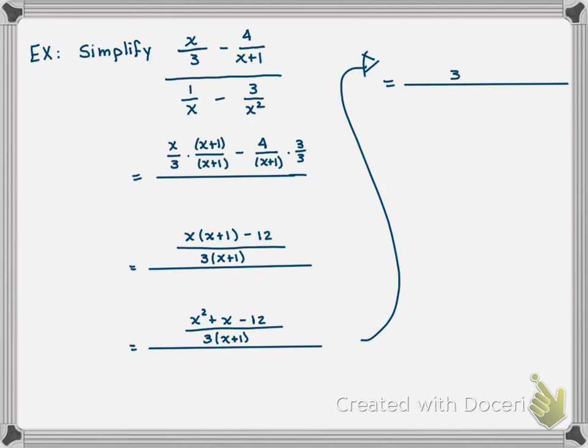This is still 3 times x plus 1. And I think this factors, what does this factorize? X squared plus x minus 12 factors as? X squared minus 3x plus 4x minus 12. And then keep going. Your final factorization is what? X plus 4, x minus 3. Good.